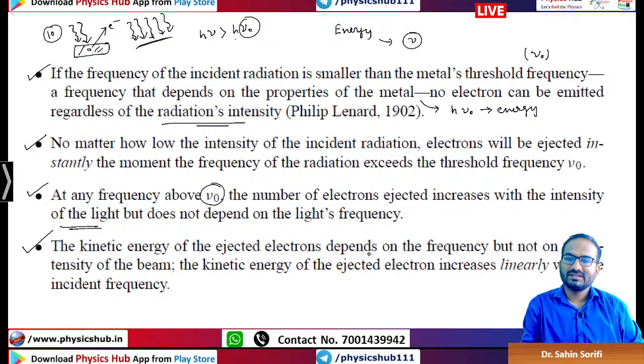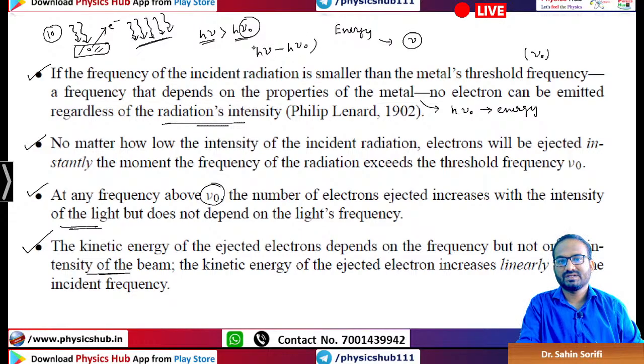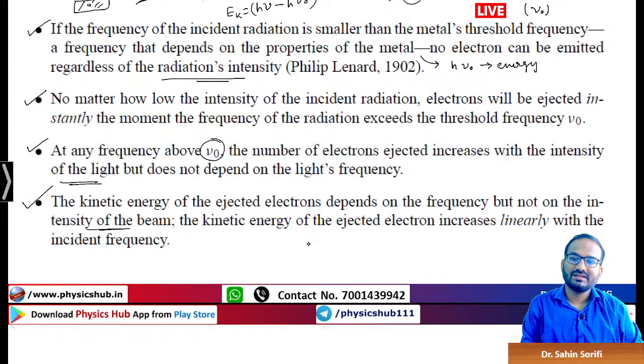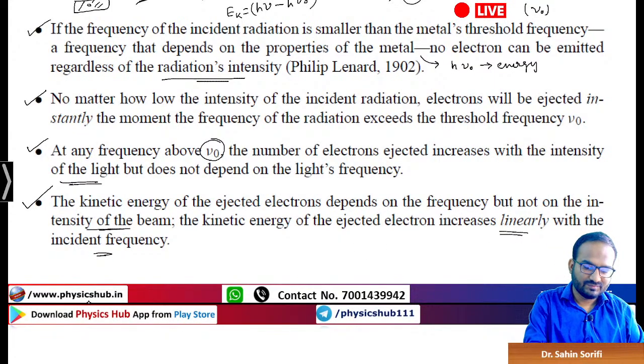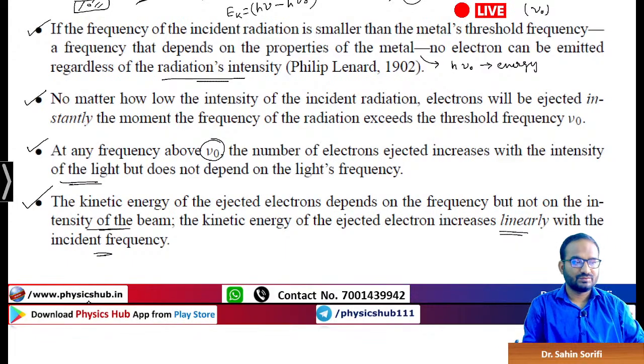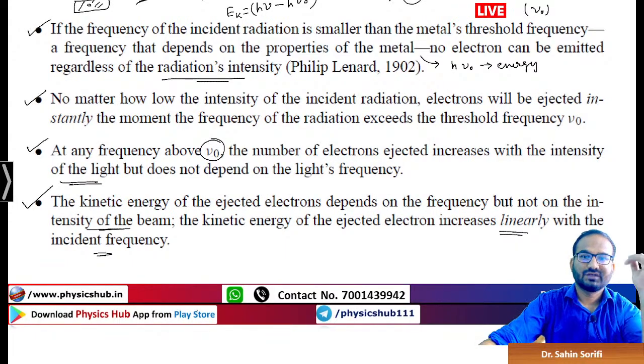Kinetic energy of the ejected electrons depend on the frequency but not on the intensity of the beam. This h nu you are sending, and h nu 0 is the minimum you require, and the remaining h nu minus h nu 0 will be ejected as the kinetic energy of the photoelectron. And we will see that kinetic energy of the ejected electron increases linearly with the incident frequency. Okay, so these are some basic things we need to know about photoelectric effect.